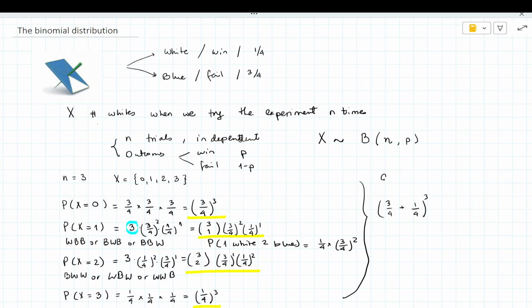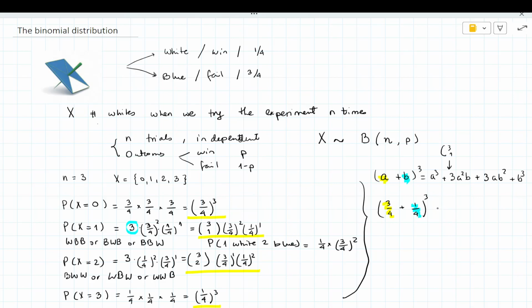If we are writing the expansion of a plus b cubed, we are going to have a cubed plus 3 times a squared b, which comes from the combinatorial number 3 choose 1, plus 3 times a b squared plus b cubed. So in this case, my a would be 3 over 4 and my b would be 1 over 4. This expansion has 4 terms. The 4 terms are the probabilities of my probability distribution, which was what I wanted to find.